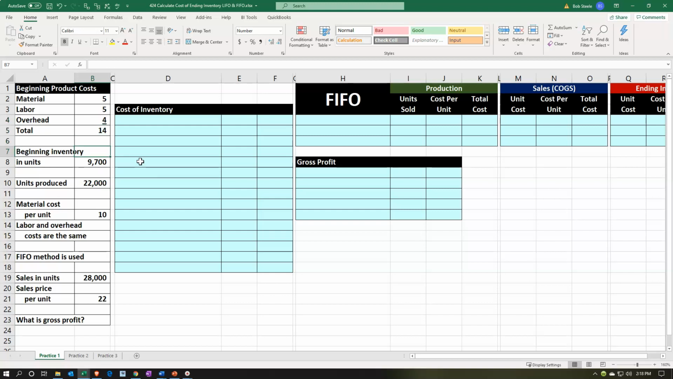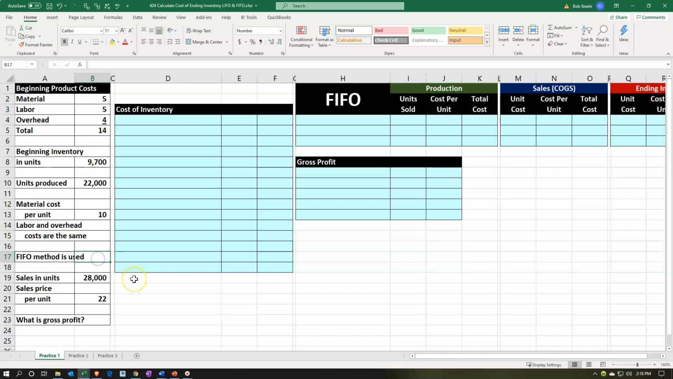So then the beginning inventory in units is going to be the 9,700, and the units that we're going to produce are going to be the 22,000 units. The material cost per unit is going to be $10. That's for the beginning units that we have. Labor and overhead costs are the same. Or in other words, for the units that we produce, the materials cost will change to $10 from $5. That's a significant change. But the labor and the overhead will remain the same.